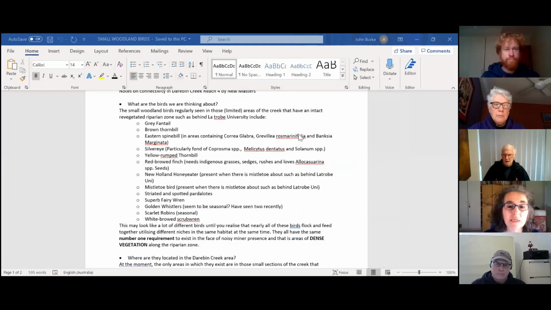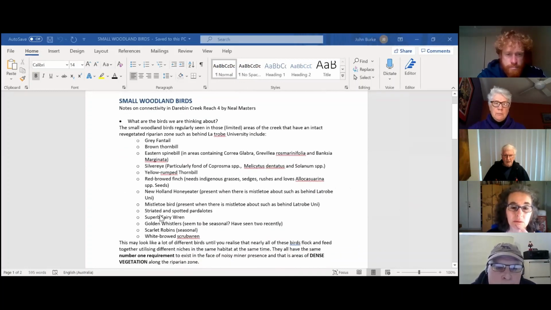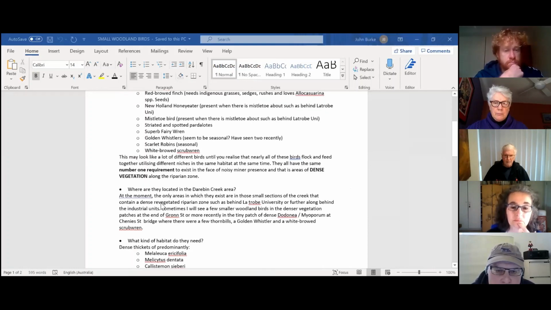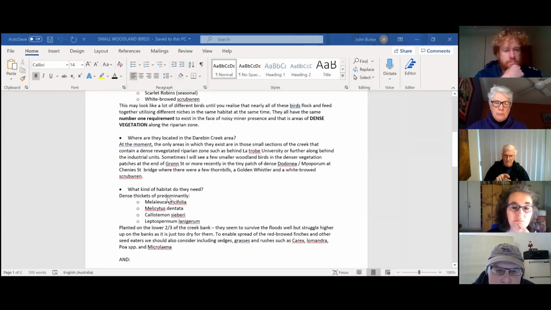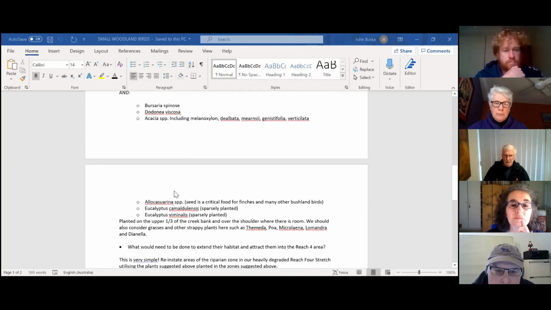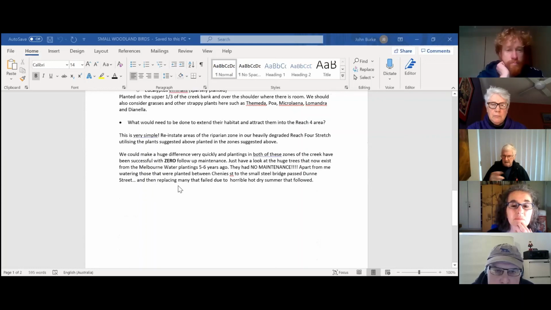Okay, so Neil has done this, as to what birds are we thinking about? Where are they located in the Darebin Creek area? And so here's where we identify around us, reach for, is we identify the Latrobe Uni. What kind of habitat do they need? And what would need to be done to extend their habitat? So we've got it, and so this has then taken us to this point. So that's the material that goes with this mapping.